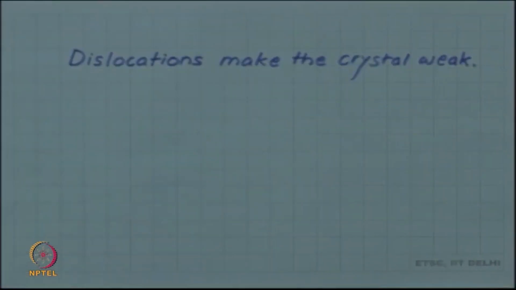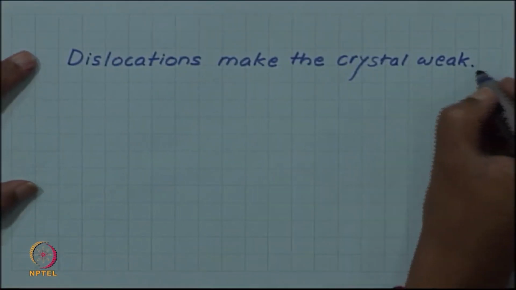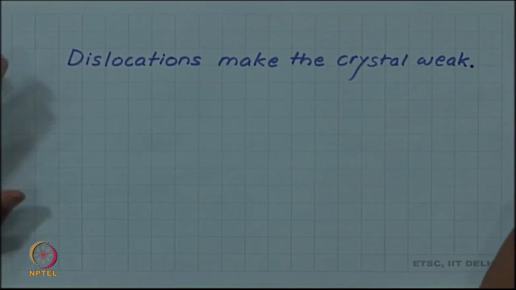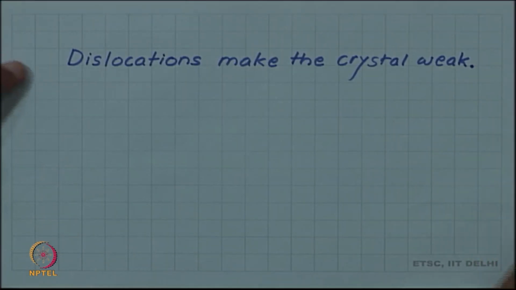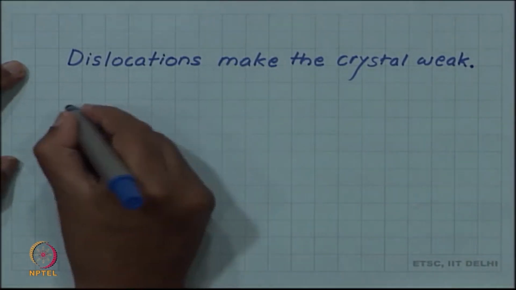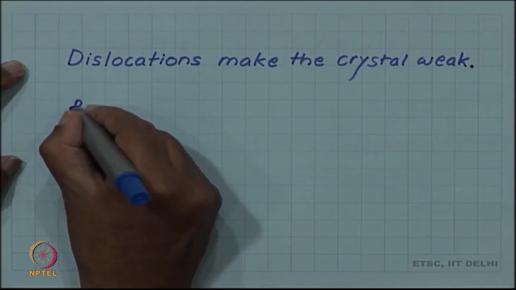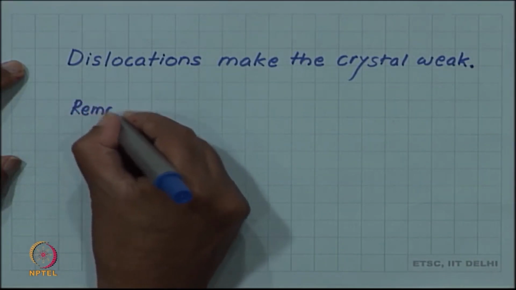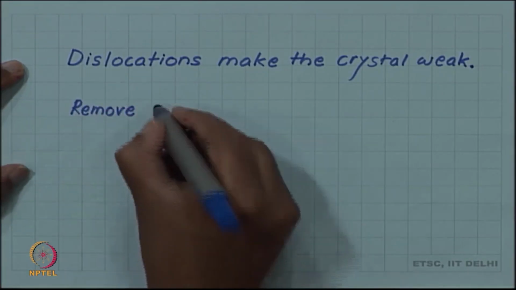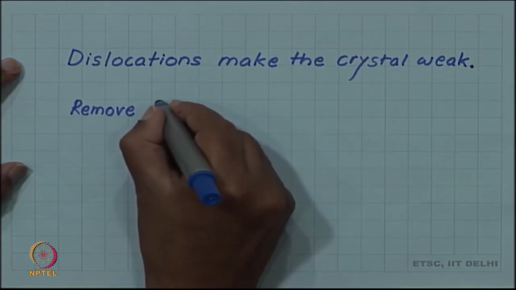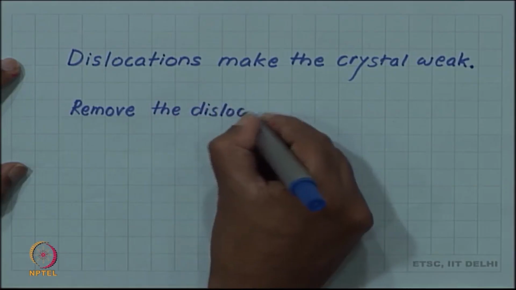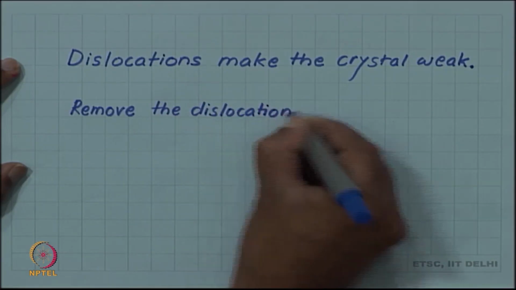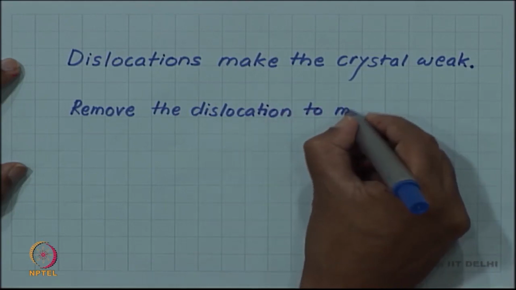materials? Now, what we have been discussing is that dislocations make the crystal weak. This was the content of the last video. So, one can think of a way of strengthening as simply to remove the dislocations, to make them strong.